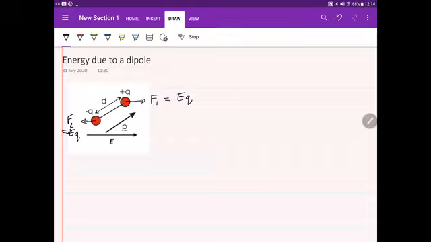So the net force on this dipole due to the electric field is just going to be zero, because force 1 is going to be equal and in the opposite direction to F2. So in general you always find that the net force on a dipole due to an electric field is going to be zero. However, it's not just the force that we need to consider, we also need to think about the torque.